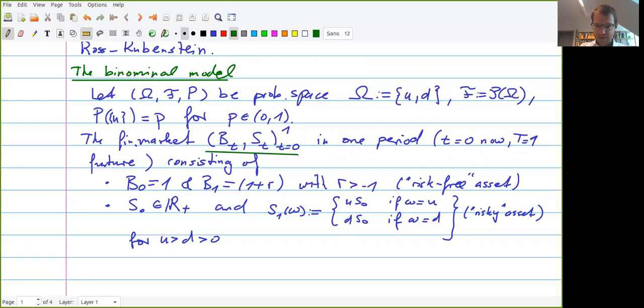And one last thing we usually want to fix is namely the filtration. And here the filtration is rather simple.